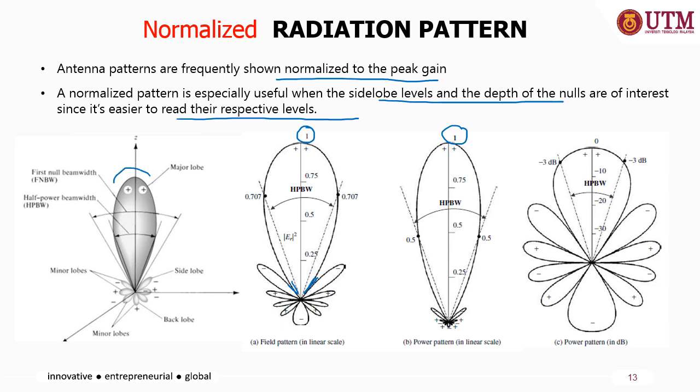All right, so this is from the 3D pattern. These are the major loop area. And then we have the half power beamwidth, HPBW, which happens at -3 dB, when the power has been reduced by 50% from the peak power, or it is basically 0.707 in voltage. And you may see the minor loops and side loops here, and the back loop is basically the opposite of the major loop.